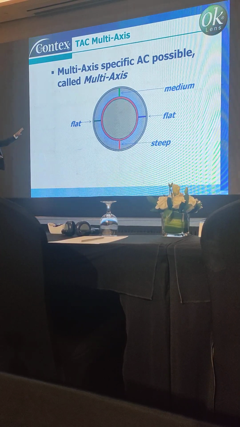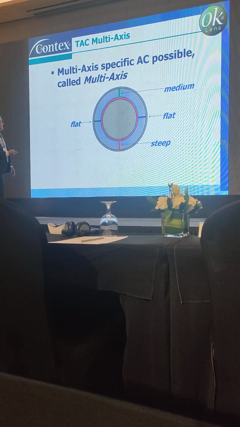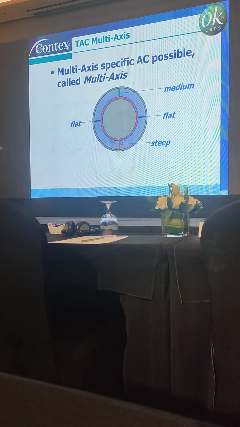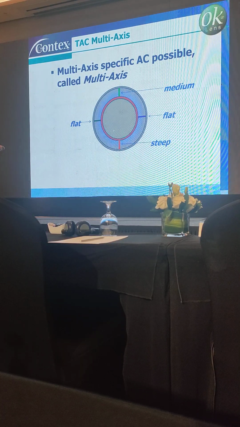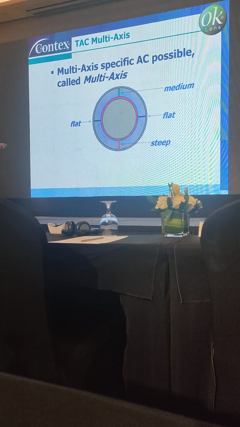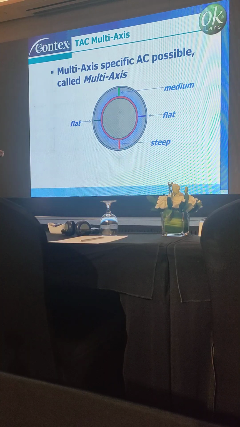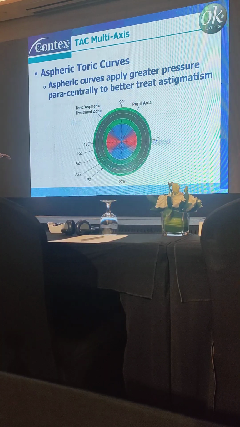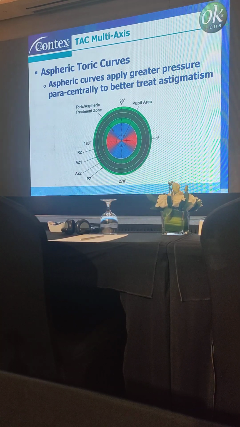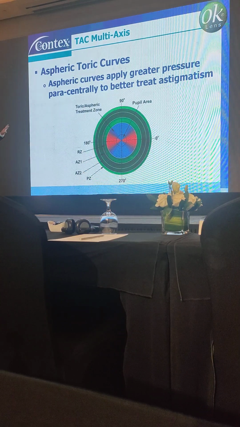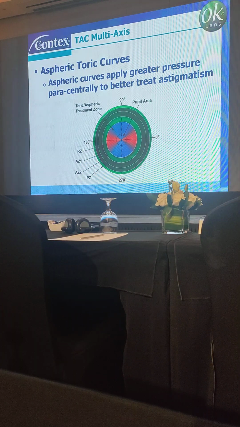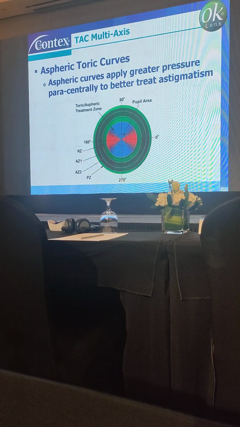This is again to show the multi-axis, so that we're showing you've got a flat, a steep, a medium, and a flat. So you can have super steep down here, steeper than these meridians here, but all four quadrants can be different. So this is getting into aspheric toric curves. And this pertains to the OKEX design, which is the myopia management or myopia control design, and the high minus design.